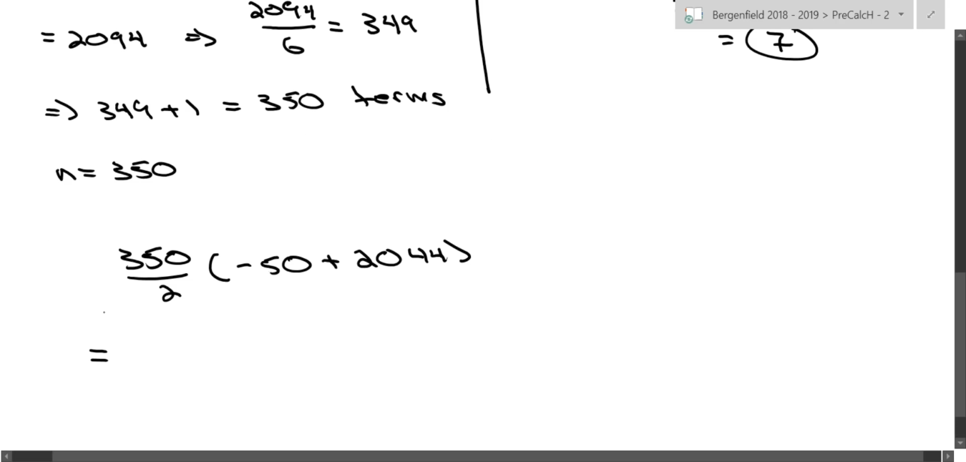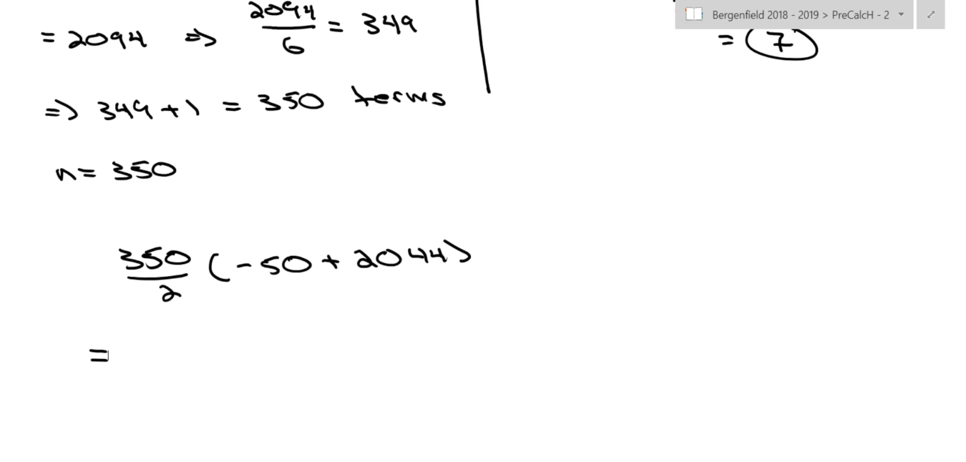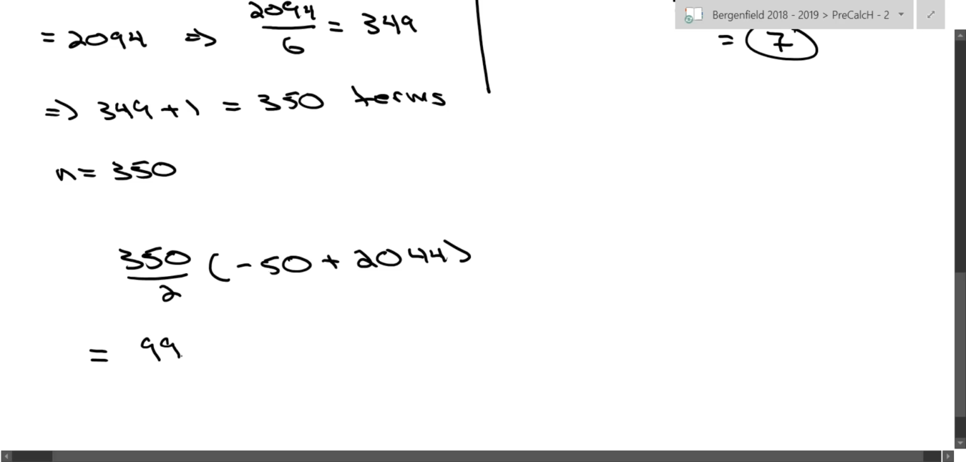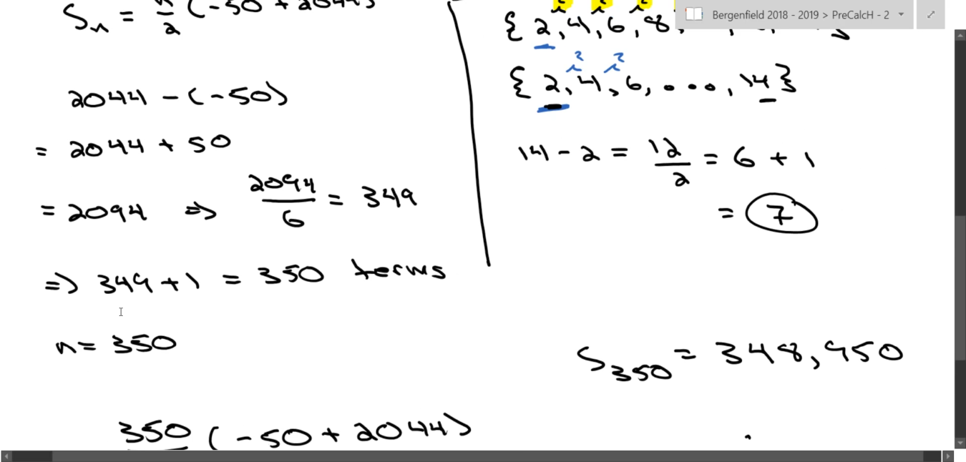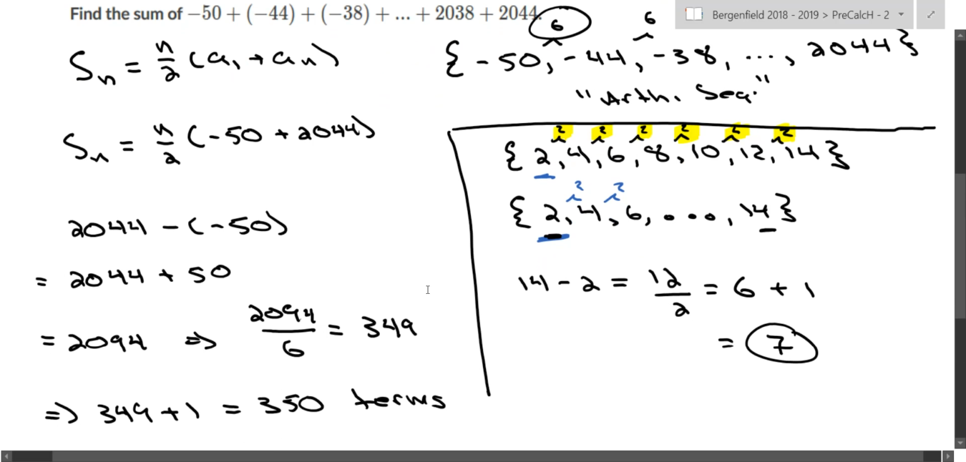So we do some math. We take 350 and we add negative 50 and 2044. We'll get 997 times 350, and that comes out to be 348,950. So S of 350, our n, is equal to 348,950. All right, other than the addition, that's what happens when you go fast and you're talking fast.